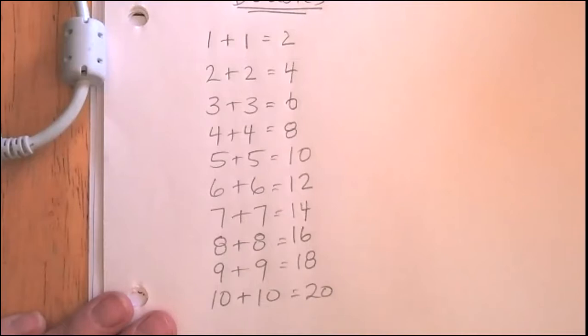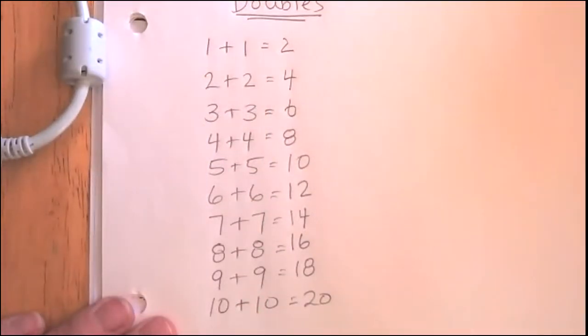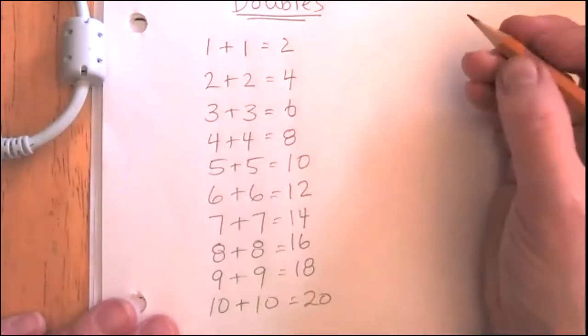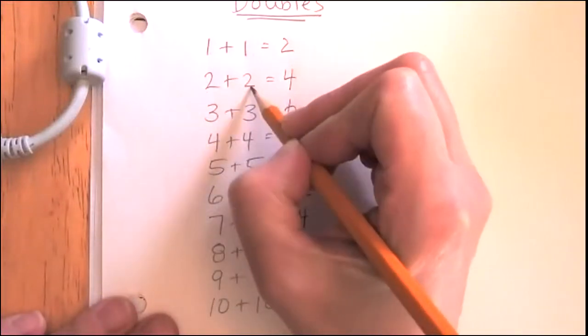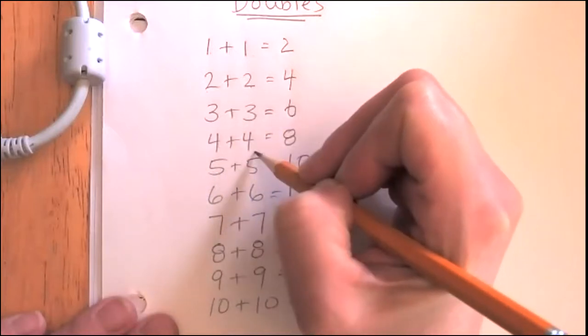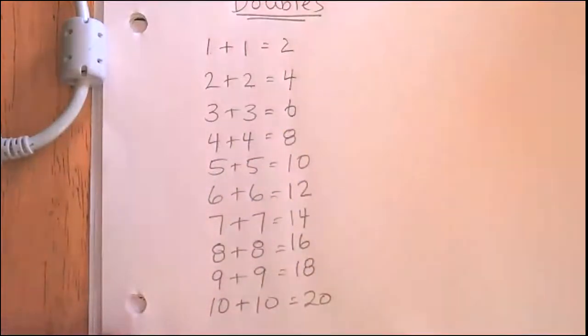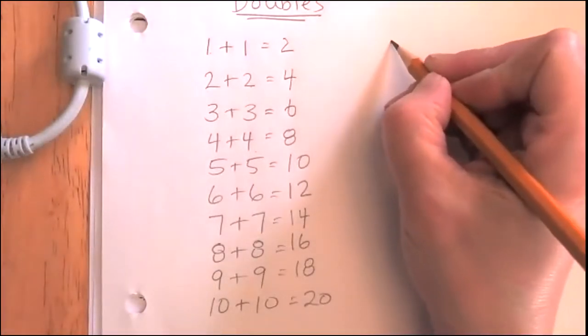Okay. Now, I told you, if you already know all your doubles, you already know the beginning of the times tables. You know the 2 times tables. Because right here we have 2 1s and 2 2s, 2 3s, 2 4s. So that's the first times tables. That's the 2s. So we can write it like this.